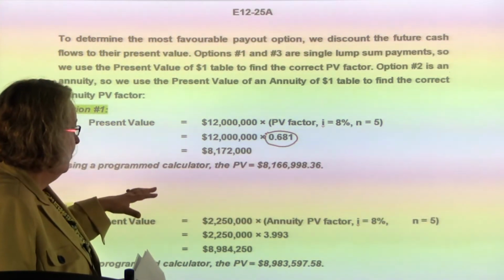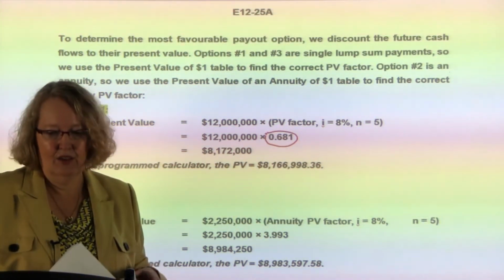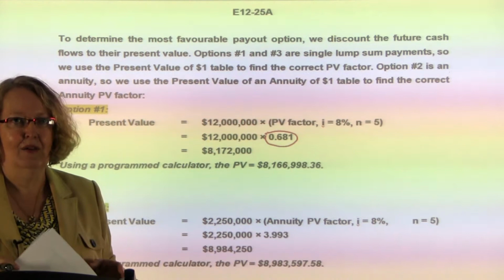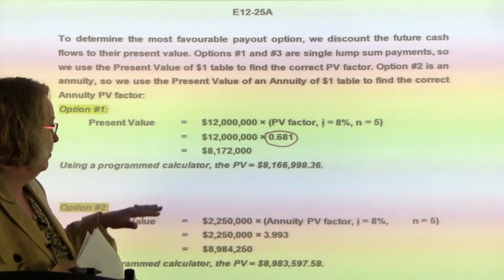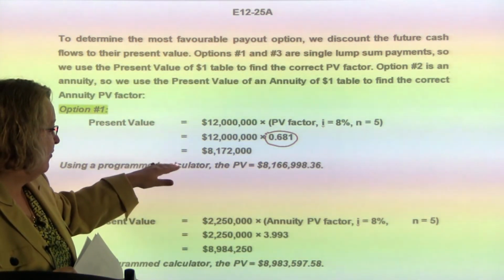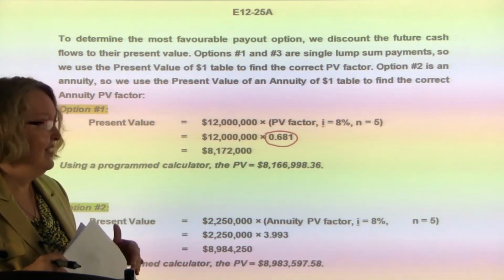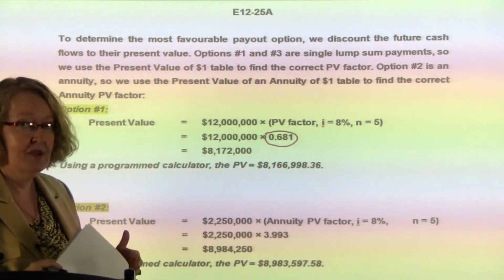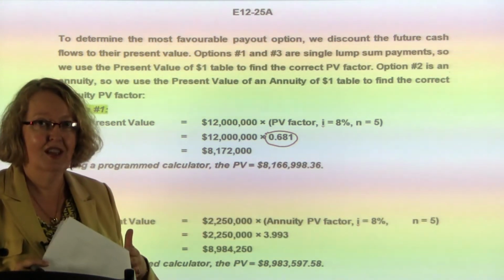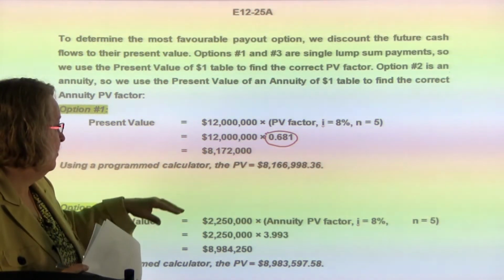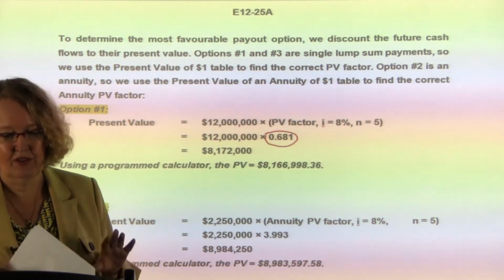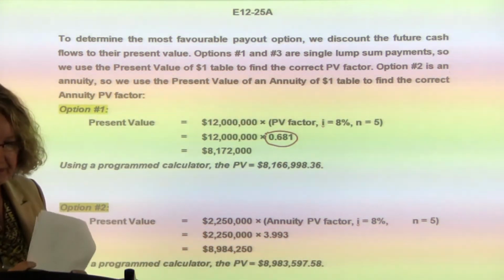Another way of looking at it is, if you had the 8.172 million now, if it was invested and would earn 8% over the next 5 years, then in 5 years' time, it would be worth $12 million. So that's another way of looking at it.